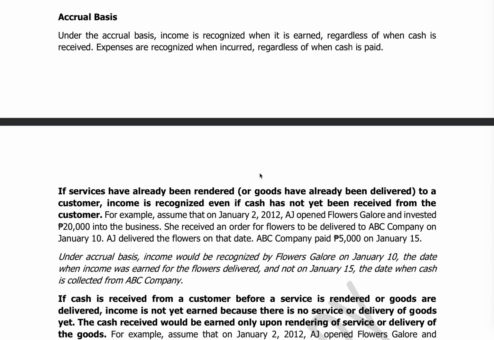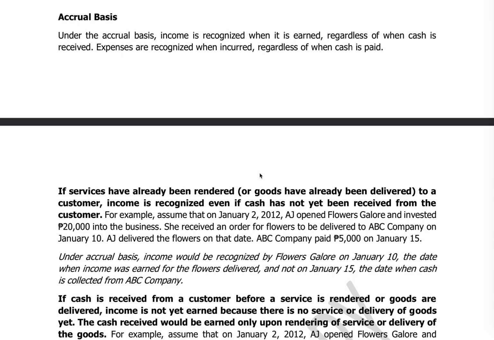When you say accrual basis, the income is recognized when it is earned, regardless when cash is received. And expenses are recognized when incurred, regardless of when cash is paid. So, dalawa yan. Income side and expense side. Ang sinasabi lang dito, kailan ka ba magre-recognize ng income? Kailan ka din magre-recognize ng expense?